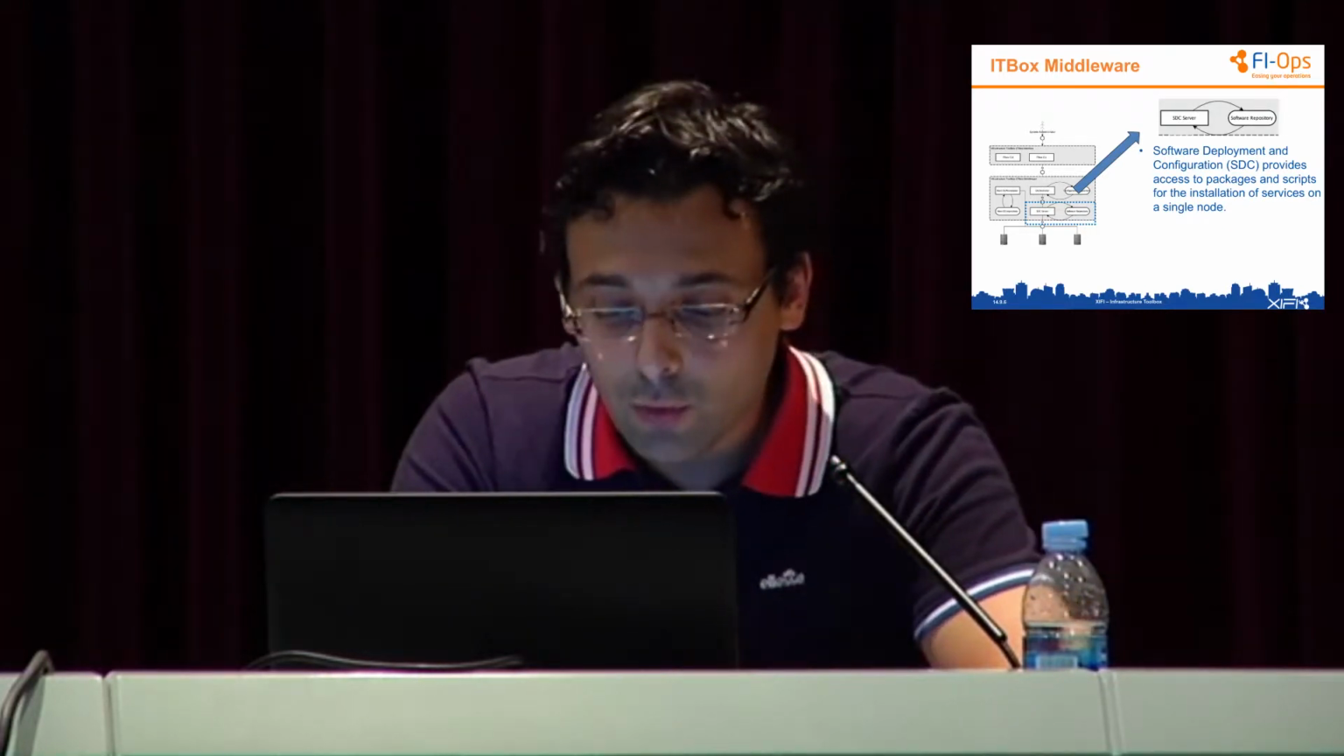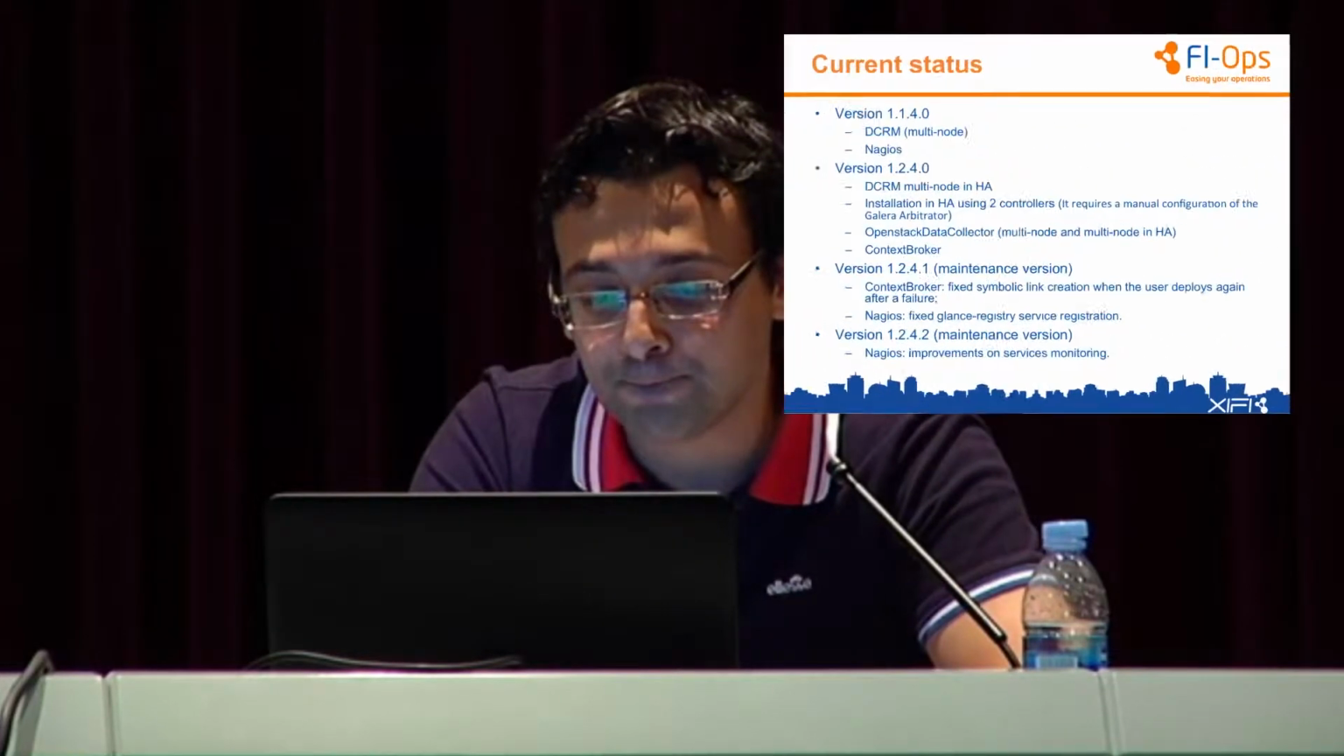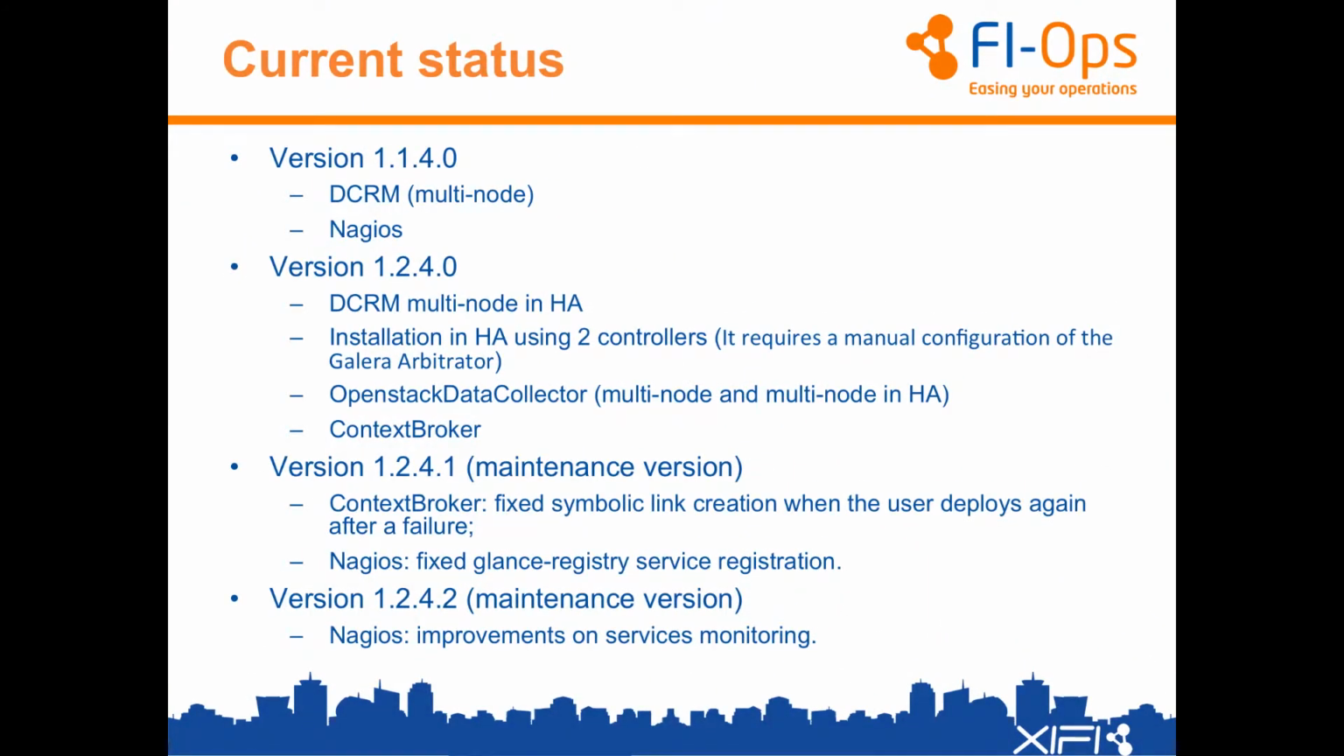Currently, we have version 1.2.4.2. It is a maintenance version. Version 1.2 installed the DCRM, both in multi-node and multi-node in high availability, the OpenStack data collector, and the context broker. We have released 2 maintenance versions in order to fix some minor bugs. There were some bugs in the context broker and the Nagios installation.